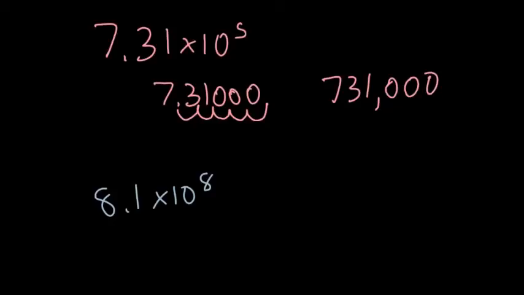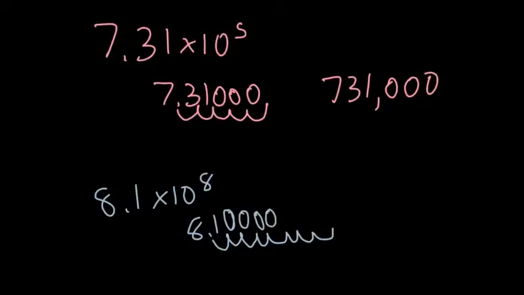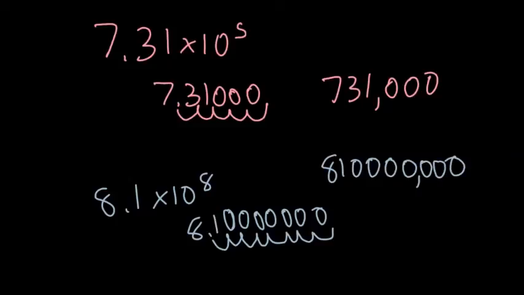For the next one, 8 1/10 times 10 to the 8th. Again, start with your decimal, 8 1/10, and then times 10 to the 8th is telling me to move my decimal 8 place values. So 1, 2, 3, 4, 5, 6, 7, 8, and add zeros where there's empty spaces. So I got 81 with 7 zeros. So write that out. Put your commas in. And it is 810 million.